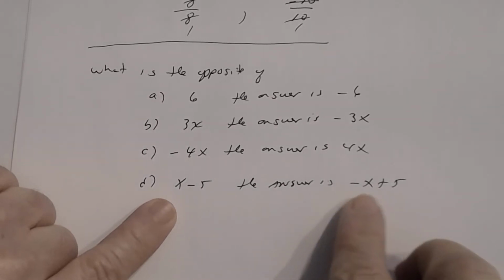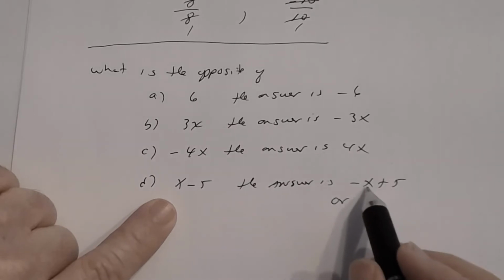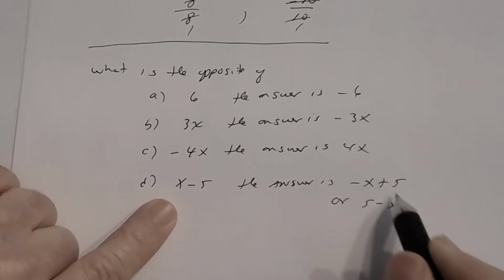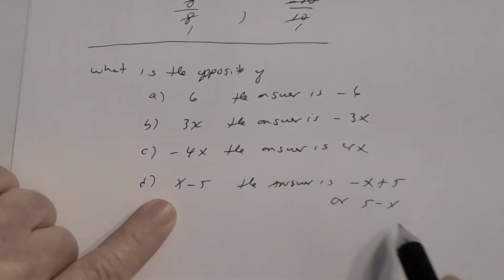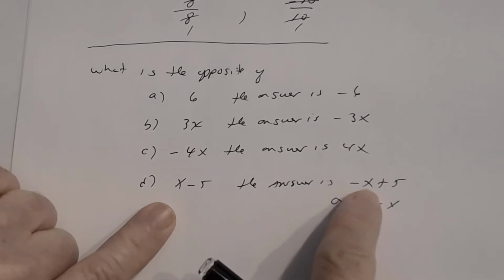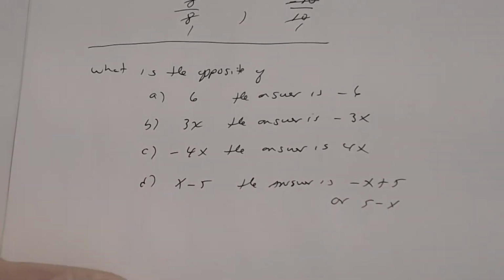But I want you to understand this also. This can be important when we go through our problems. Y'all agree that negative x plus 5 is the same thing as saying 5 minus x, so just reordering it. Okay? So the opposite of x minus 5 is negative x plus 5, or you can write it as 5 minus x.